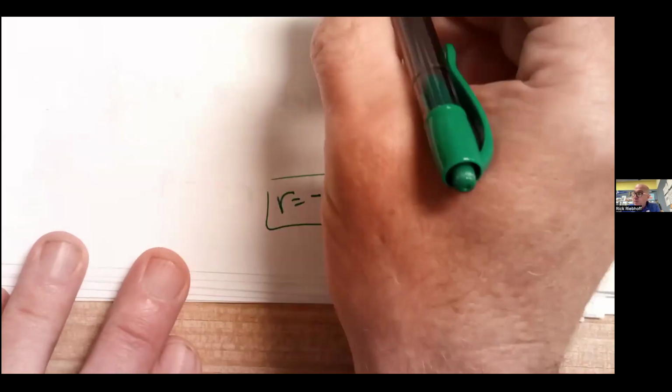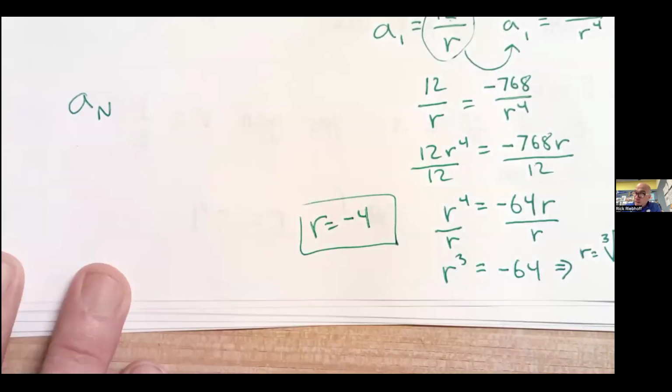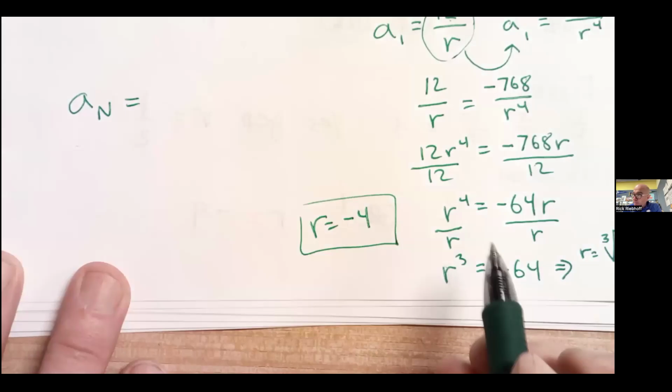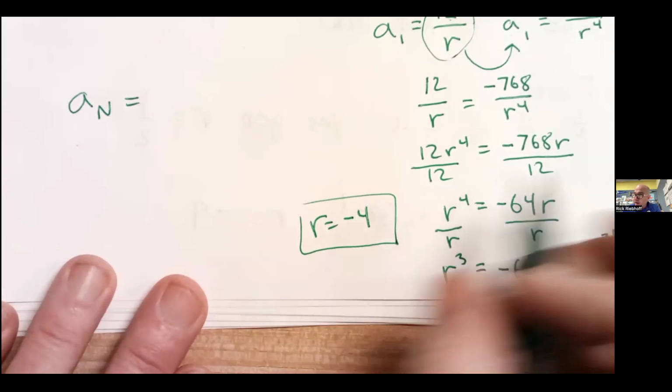Now write an explicit rule for the nth term. The nth term is equal to the first term. Did we find that out yet? Didn't find it out yet. Silly Mr. Rebuff. All right, I still got to find A sub 1.